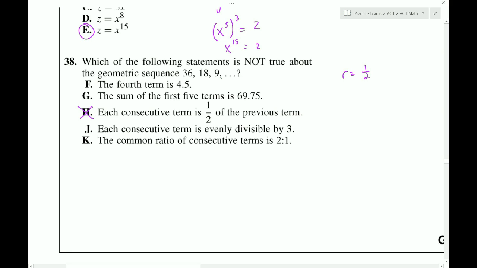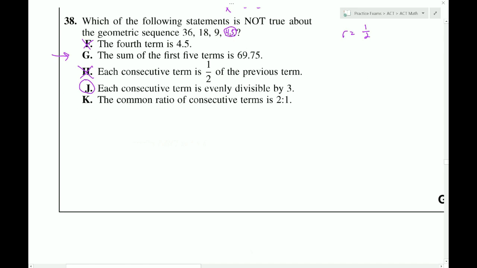The fourth term is, so that would be the next term beyond this. So we multiply 9 by 1/2, and if your calculator is right, it'll be 4.5. All right. Each term is evenly divisible by 3. Well, that's not true, because we just came to a term here which is not divisible by 3, right? So I avoided the sum question because that takes a little bit more work. But yeah, we found one that's false.